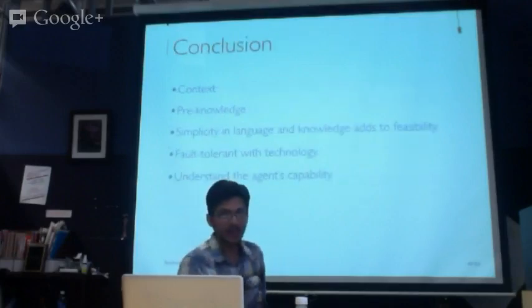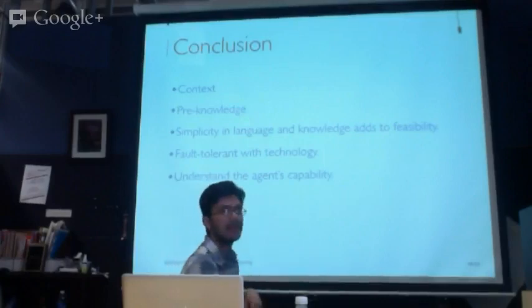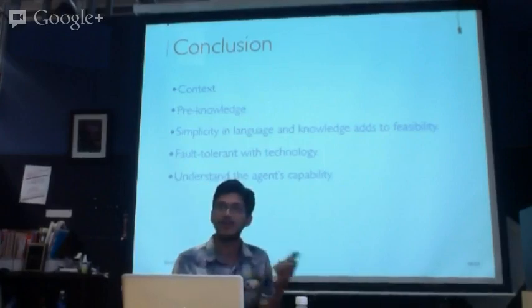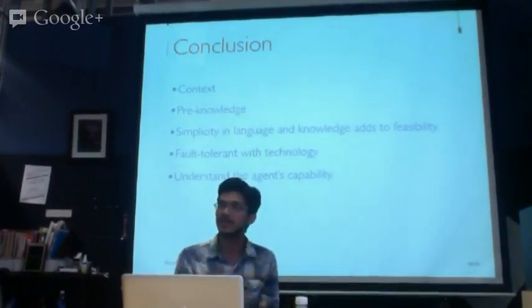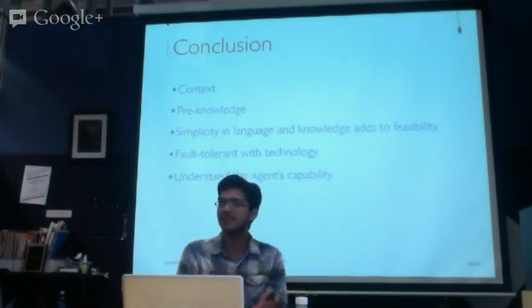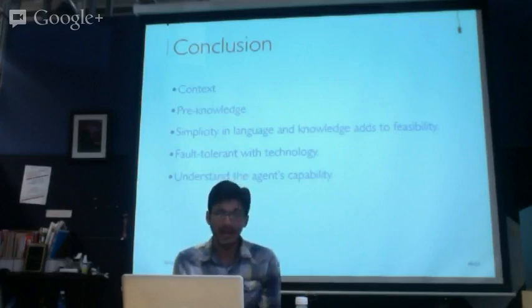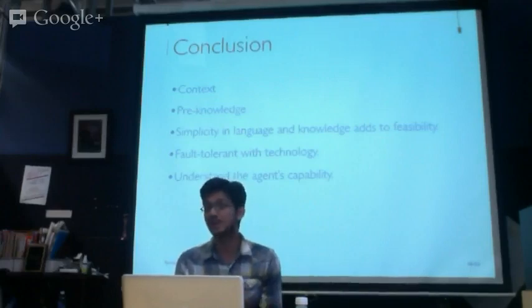So in conclusion, I think context and pre-knowledge helped us a lot in building the automated system. Once we had done the feasibility study and the Wizard of Oz study, we had this data that we could build the automated system on. Having a pre-understanding of the kind of framing that kids could give to a particular question helped us. I think simplicity in the language that they use and in the knowledge structures that they have actually add to the feasibility of the system.